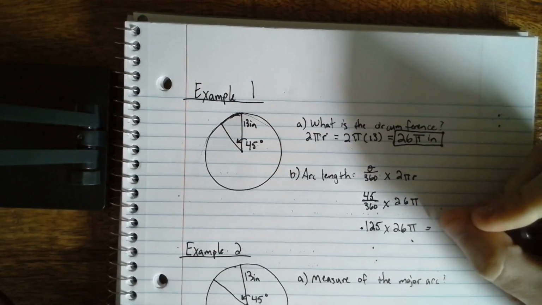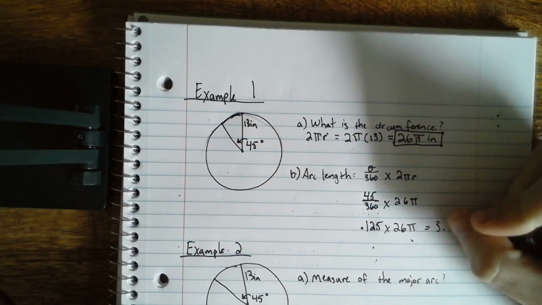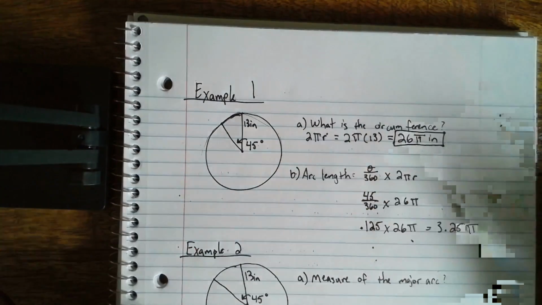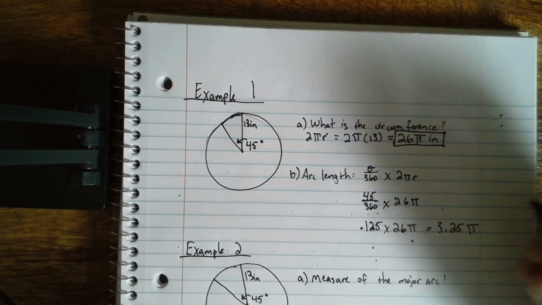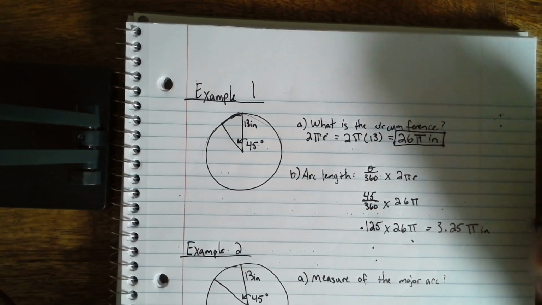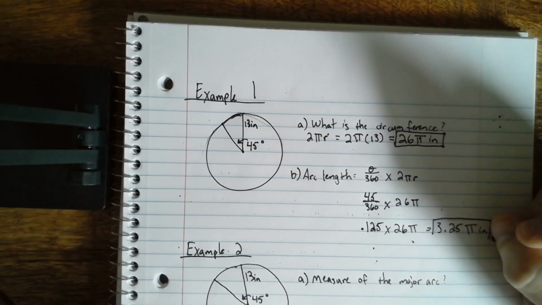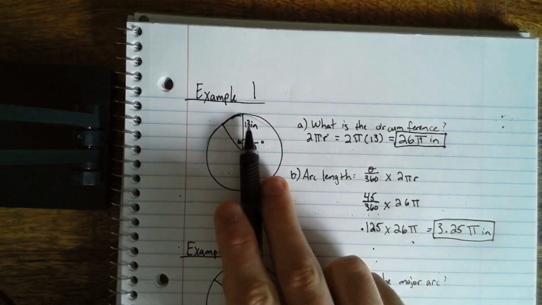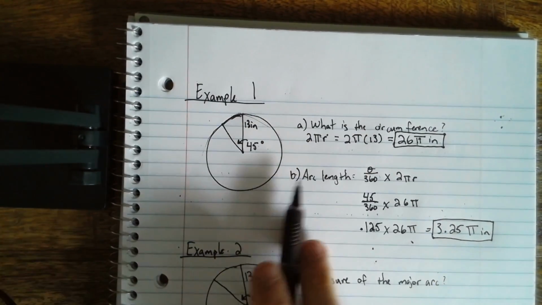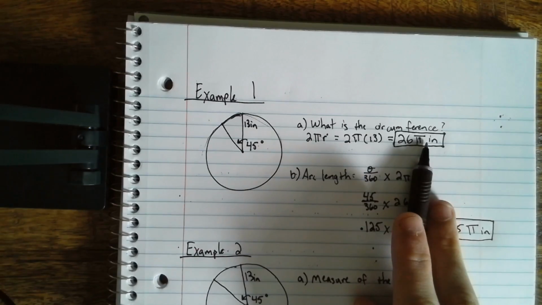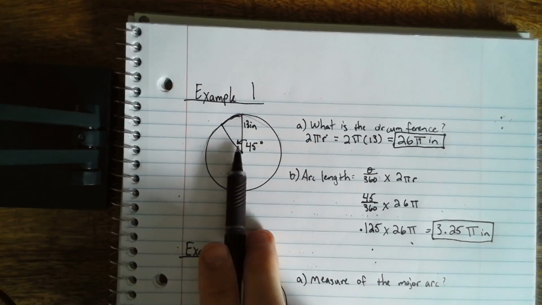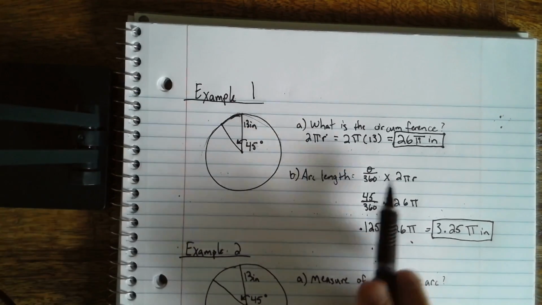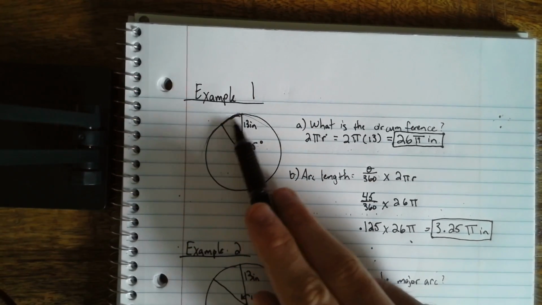And that's going to leave us with 3.25. And then we're just going to bring our pi out front. Or I guess not out front, but trailing inches. So the circumference is just 2 pi r, so 2 pi 13, that's 2 times 13, 26 pi inches. The arc length is going to be that same thing, but just times this over 360. So 45 over 360 times 2 pi r gets me this arc length right here.